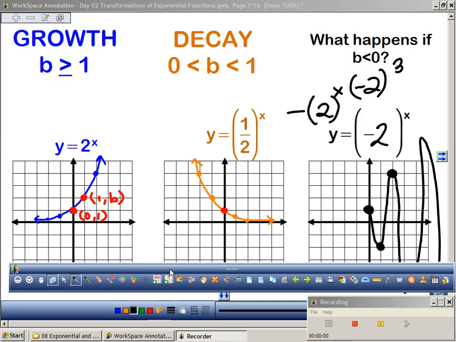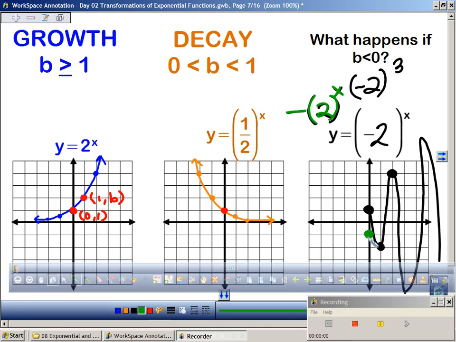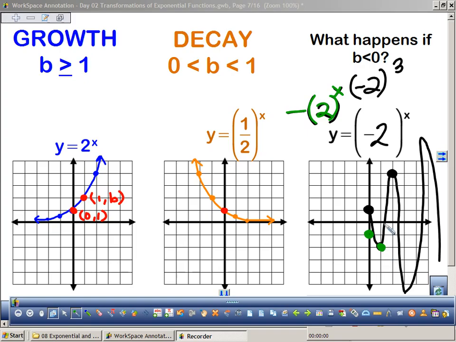Let's graph it with a different color. Let's graph it with green. So if it was 2 to the 0, we wouldn't get 1, we would get negative 1. Right? What if I put 1 here? What would I get? Negative 2. What if I put 3 here? Negative 4. Right? So it's going to be doing this. And the next one would be negative 8.